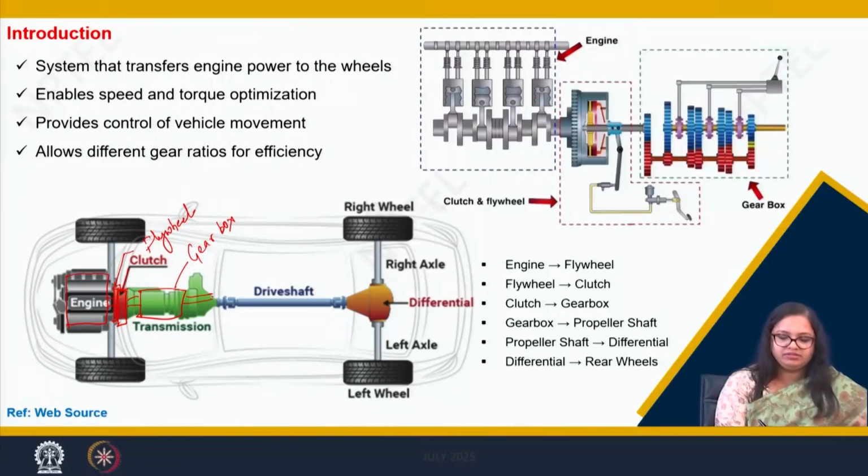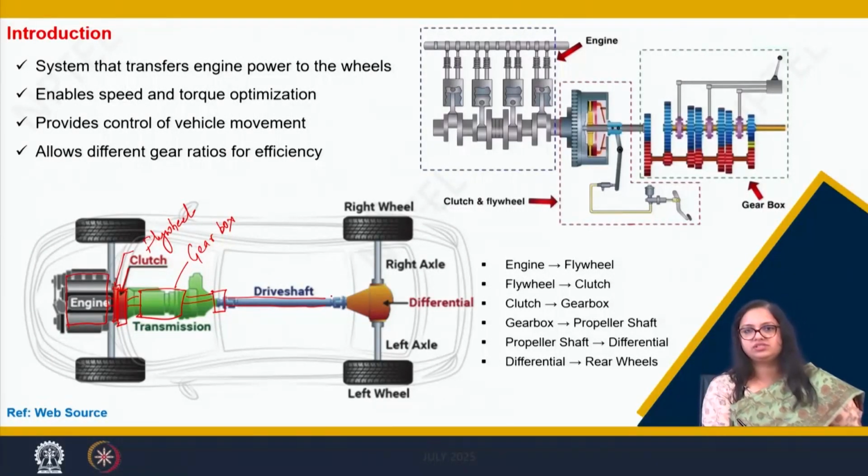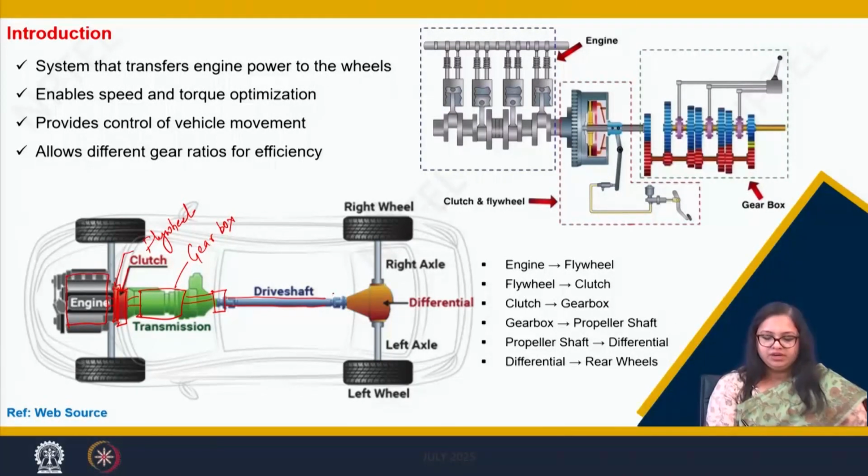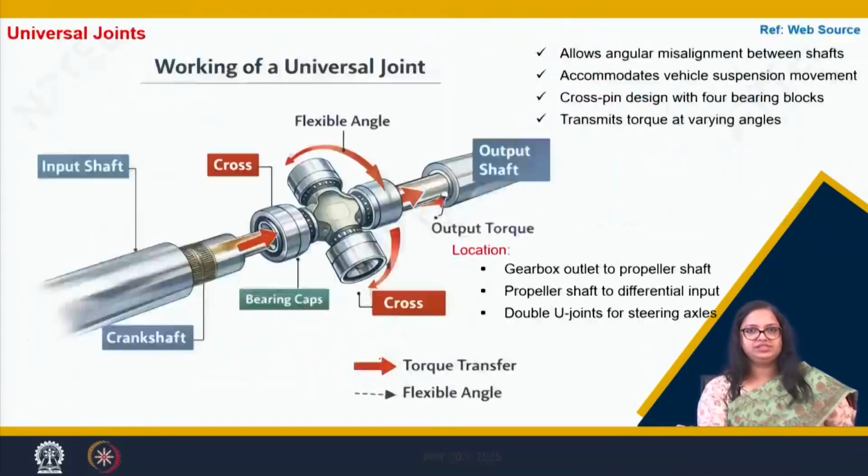From there the power is now taken to the universal joint. We will be understanding what the universal joint is, and thereafter we have a propeller shaft. We will also be understanding the function of a propeller shaft, and then we have another universal joint. Why we have two universal joints we will also be understanding in this lecture, and then we will be understanding the function of a differential, which again transmits power to the wheels.